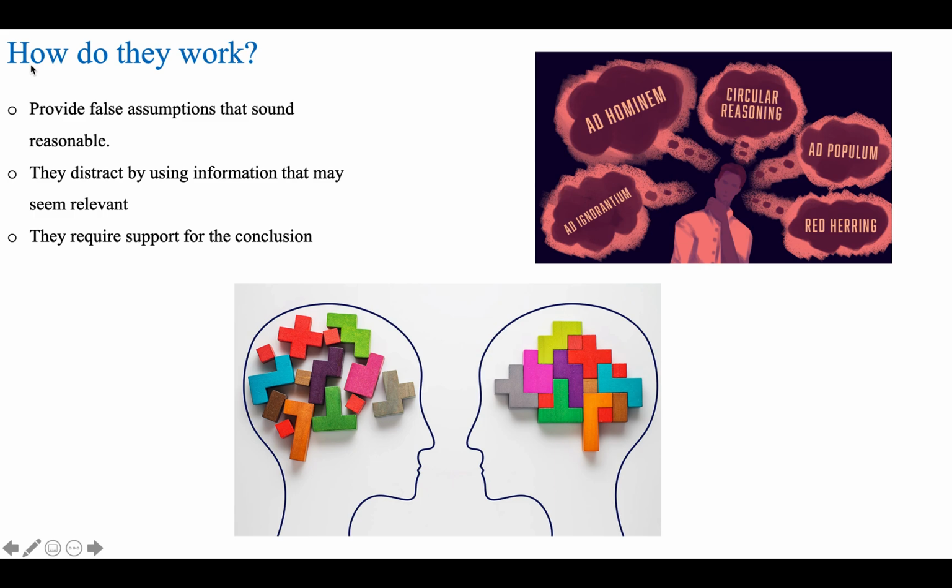How do they work? They provide reasonable false assumptions that trick the audience into believing the argument. And they distract you from relevant information, and they require support for the conclusion that depends on the conclusion being already true.